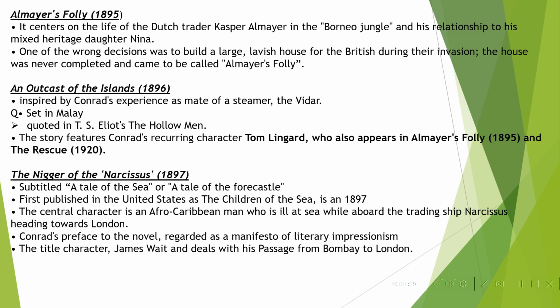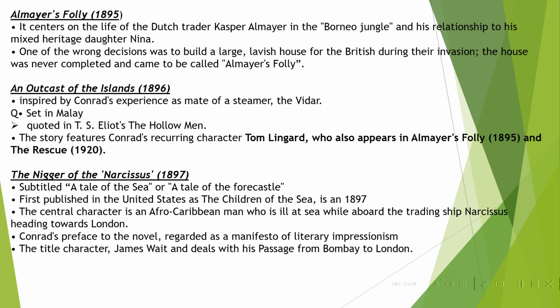Okay. The first novel by Joseph Conrad is Almayer's Folly, and it is about a Dutch trader Kaspar Almayer who lives in a Borneo jungle, and the story revolves around him and his relation to his mixed heritage daughter Nina. So there is a house which is half built, they are trying to build it, and they are having confusions. And it also talks about critical race theory.